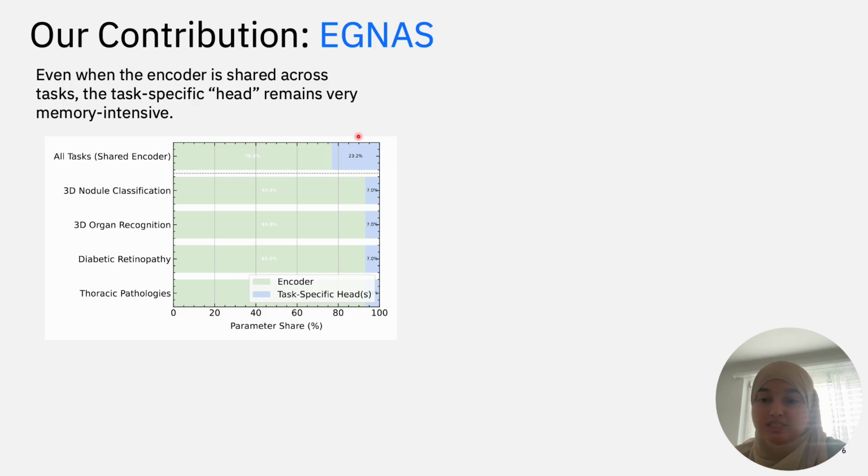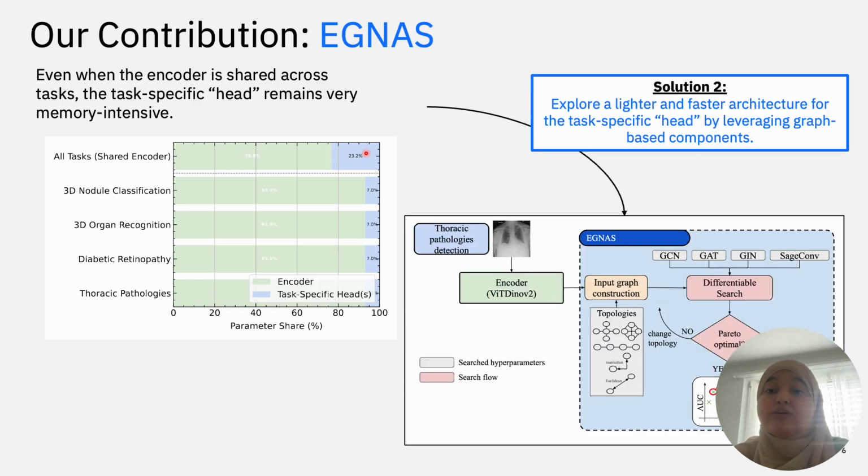So we want to deal with these task-specific heads, and specifically we want to explore, can we design a lighter version of these heads, leveraging graph-based components or graph-based neural networks. For this, we design a framework where, given a task, we use the encoder as is, because this is a shared encoder that's going to be used for all the different tasks. And then we create a graph neural network for the head of each of these different specific tasks.